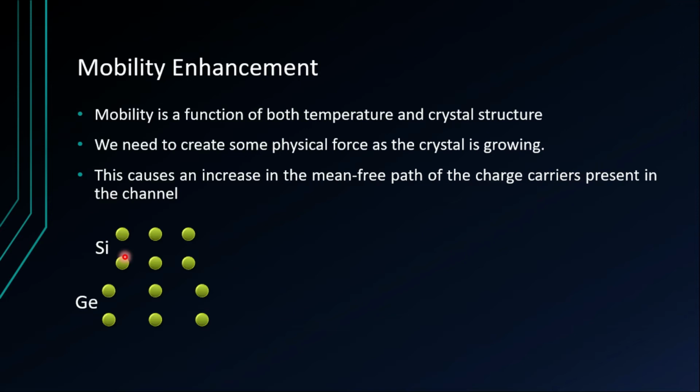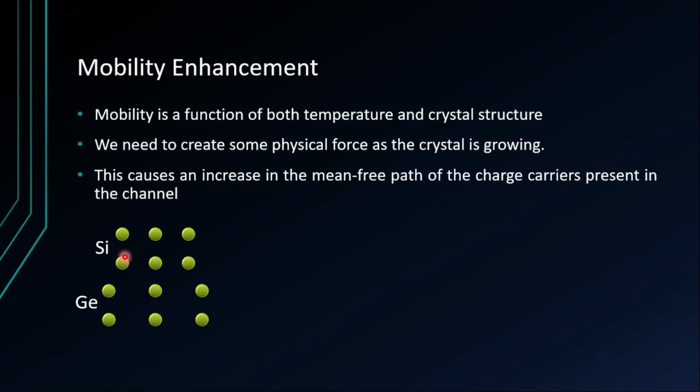Now, to do that, we need the same crystal structure as that of silicon, but with wider interatomic distance, and that can be done only with germanium. So germanium is highly used, and silicon germanium layers are grown as epitaxy layers. While the silicon is growing, we need to create this stress which controls the interatomic distance.